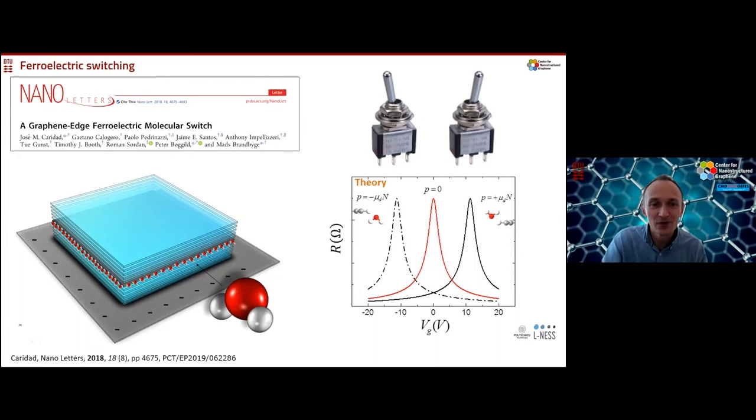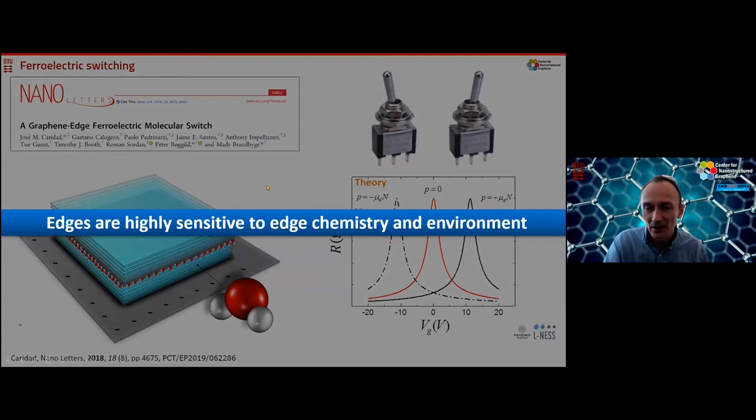And I think that anybody who's doing electrical measurements on nanoporous or similar kinds of nanoarchitectures will encounter this sort of issue at some point. So edges are highly sensitive to edge chemistry and the environment. And that means that, yeah, we have to protect the graphene.